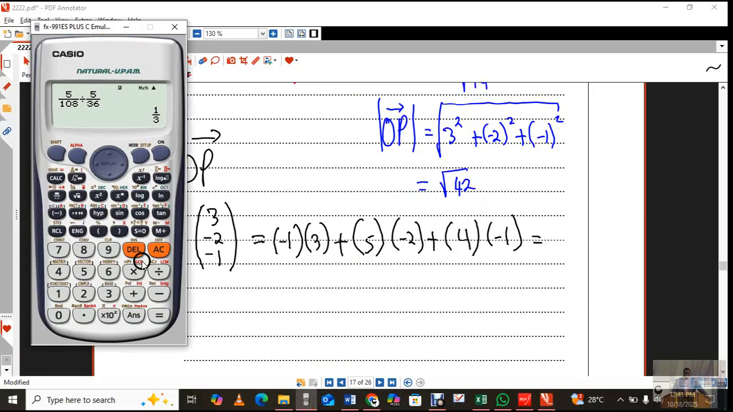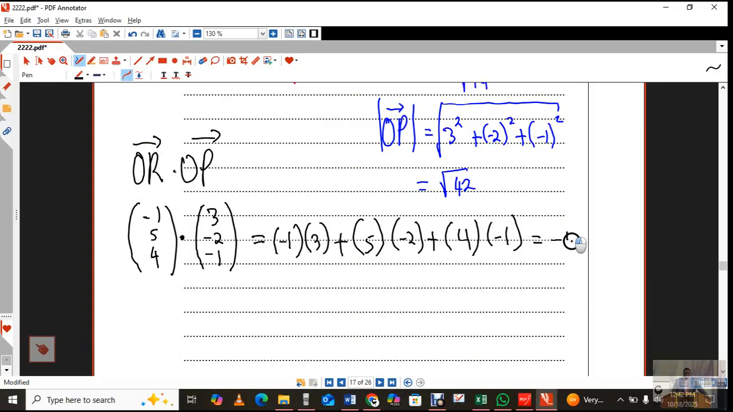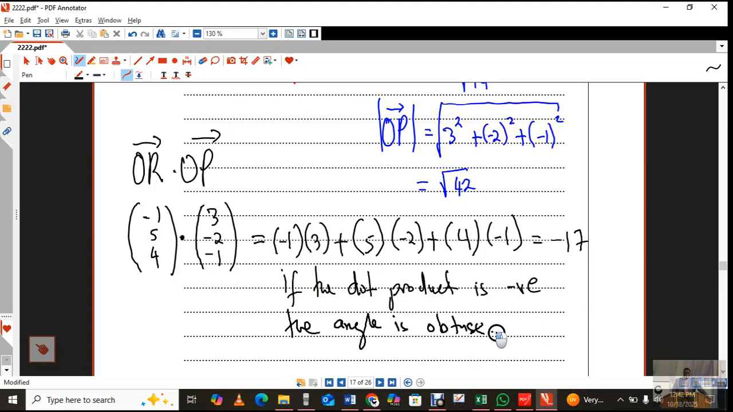Let's see what we're getting. Let's calculate. Okay. -1 times 3, that's -3. Plus 5 times -2, that's -10. Plus 4 times -1, that is -4. Okay, so it looks like I'm going to get a negative answer. It's -17. If the dot product is negative, the angle is obtuse. Remember that.